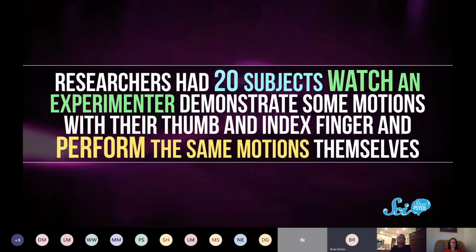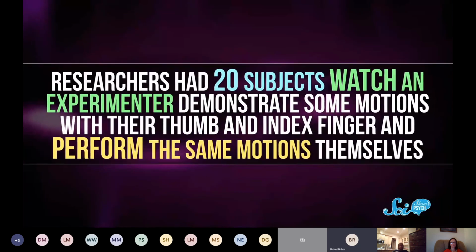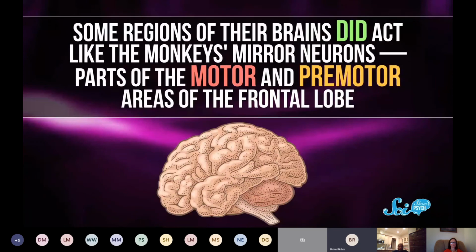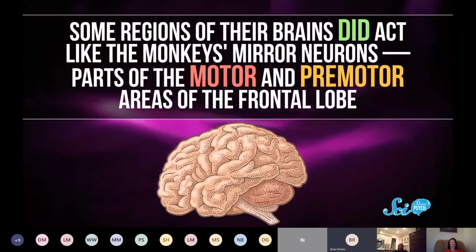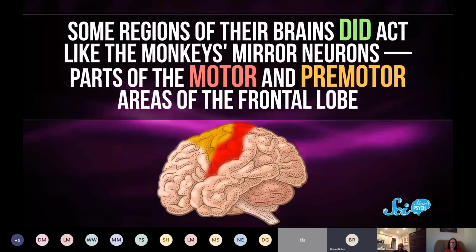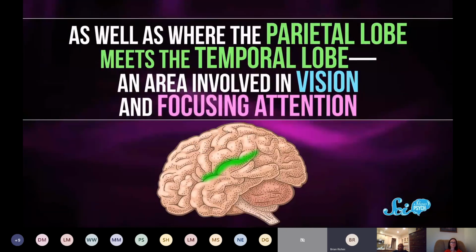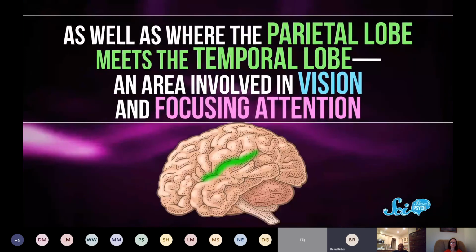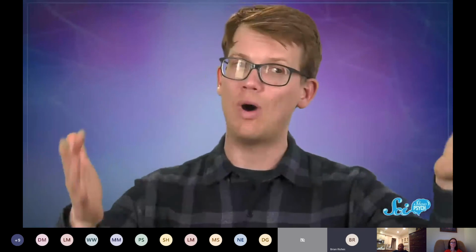the scalp. Researchers had 20 subjects watch an experimenter demonstrate some motions with their thumb and index finger, and then perform the same motions themselves. And turns out some regions of their brains did act like the monkey's mirror neurons. Parts of the motor and premotor areas of the frontal lobe, for example, as well as where the parietal lobe meets the temporal lobe, an area involved in vision and focusing attention. But knowing that they're there and where they are doesn't tell us why they're there.